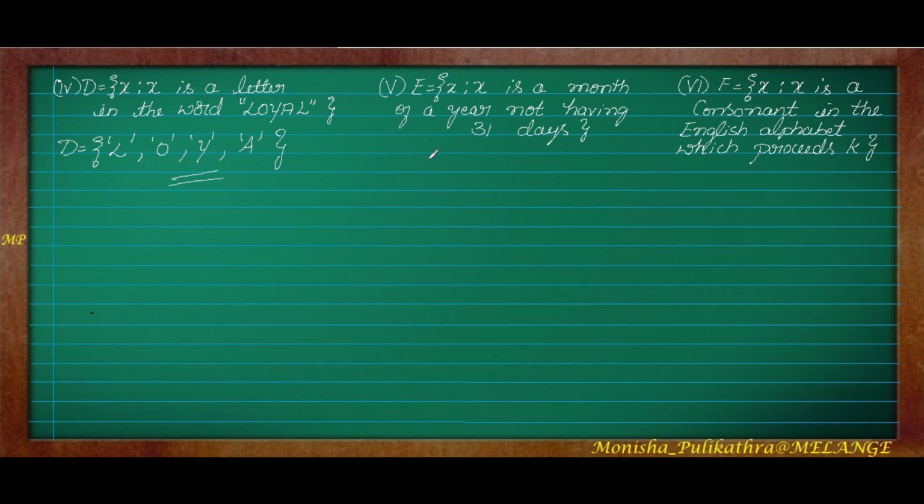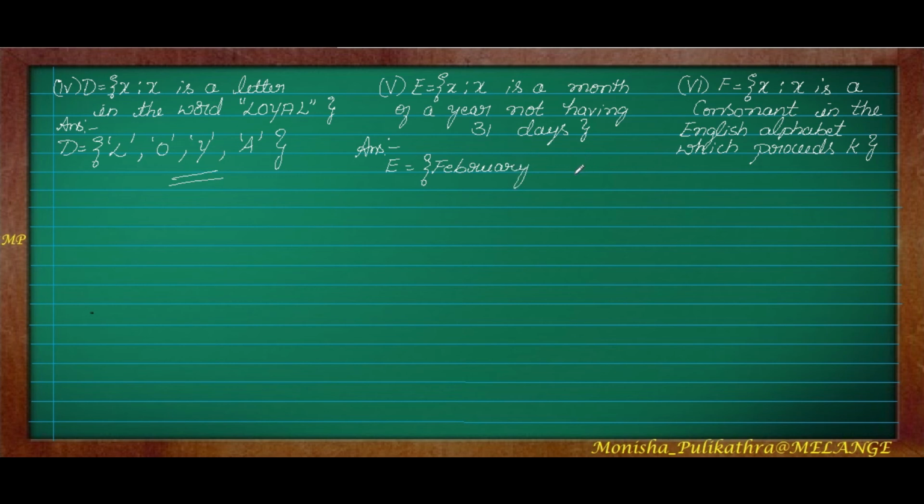Okay, so next, moving on to the fifth question. Here set E is given. Write it as answer. Here x is a month of a year not having 31 days. So we have to write the months of a year which don't have 31 days. Which are the months which don't have 31 days? So first one is February.